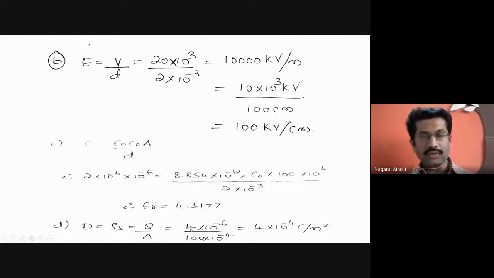Now substitute. Q value is 4 into 10 raised to minus 6. That divided by area is 100 into 10 raised to minus 4. If you simplify this, the answer will be 4 into 10 raised to minus 4 coulomb per meter square. Just cross verify our answer, students. 4 into 10 raised to minus 4 coulomb per meter square, the value of electric flux density.